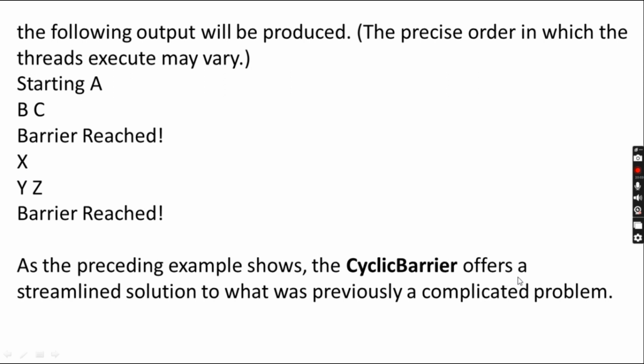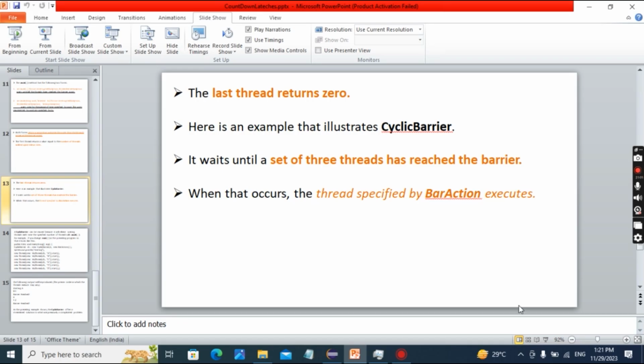The cyclic barrier offers a streamlined solution to what was previously a complicated problem. So this way we have seen today two synchronization objects. First is CountDownLatch and second is CyclicBarrier. If you have not understood anything of this, please go back and revise.